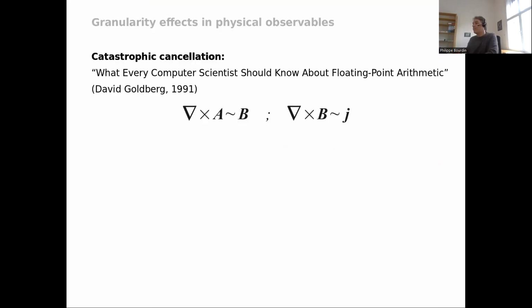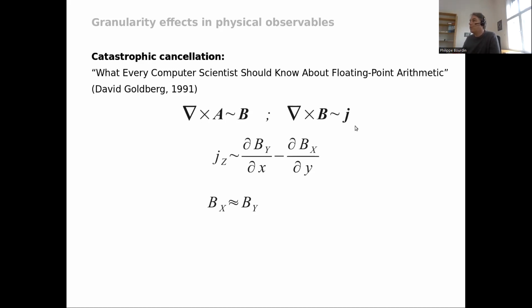Now, how does it come about? The question is, how can the error become so large? There is a nice paper from David Goldberg, called "What Every Computer Scientist Should Know About Floating Point Arithmetic." That was in 1991. I would say today that should be renamed to "What Every Scientist Should Know," right? Because practically everyone is working with computers, and that means with floating point numbers, and that means having to deal with rounding errors, etc. The effect is called catastrophic cancellation. We look at, for example, the rotation of A, which is proportional to B, of course, and the rotation of B is proportional to J.